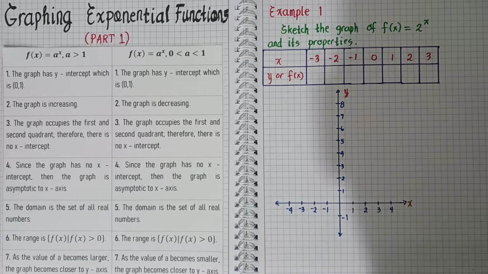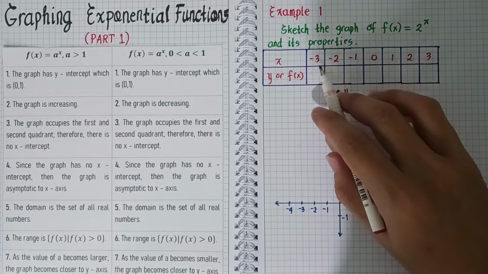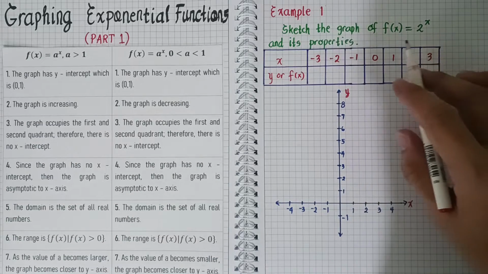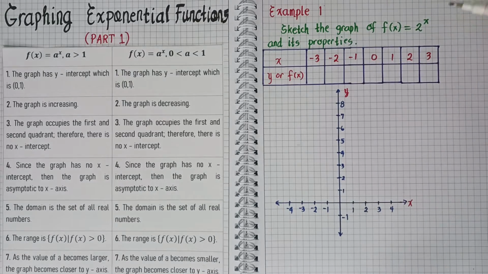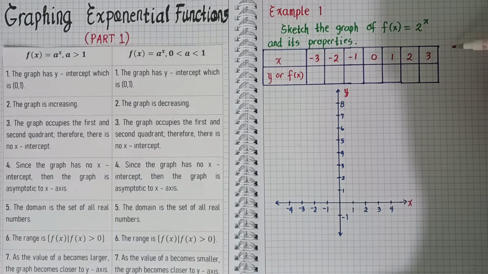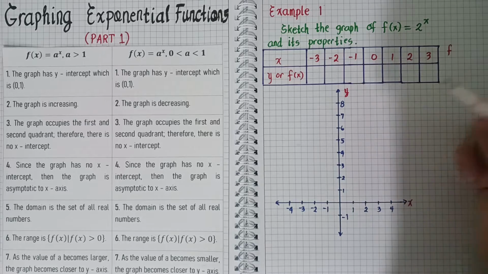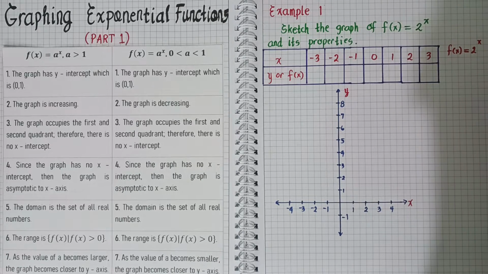And then, now, solving for y or f of x, we will be substituting x equals negative 3 up to positive 3 in place of x sa given function natin. Okay? Ipapakita ko dito sa gilid yung solution. Mag-solve lang ako ng isa, and then the rest, pwede naman nating i-mental yan. So f of x equals 2 raised to x. Ito yung given natin.